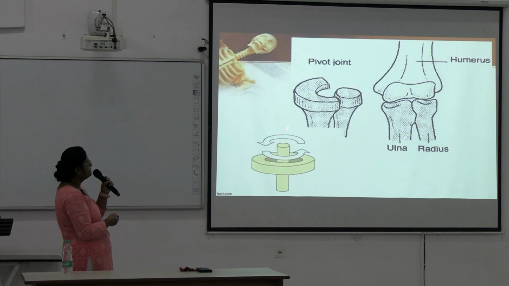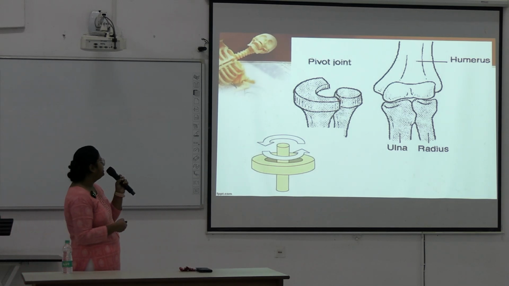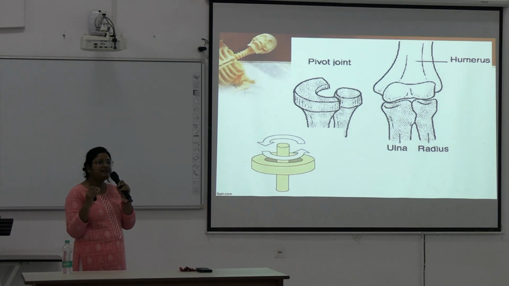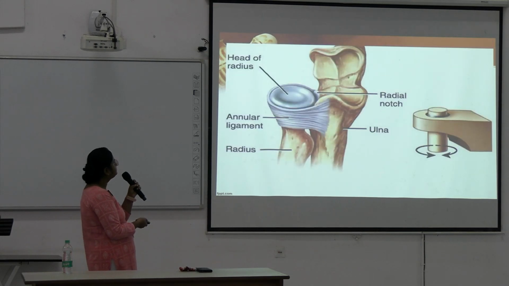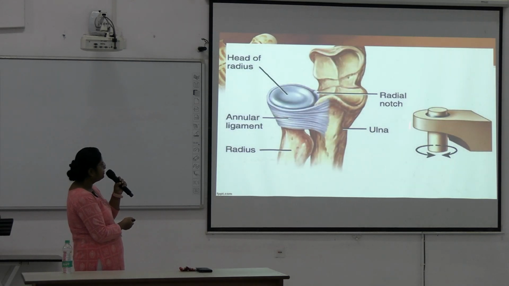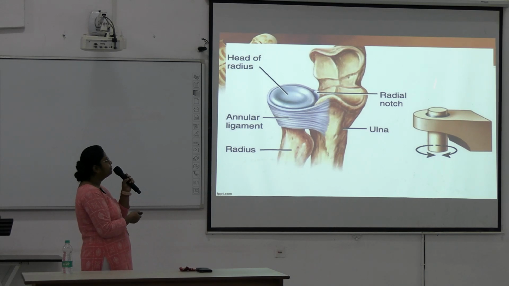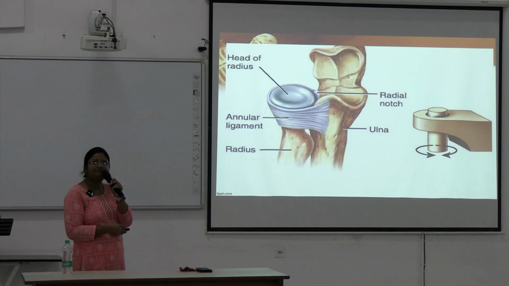The atlantoaxial joint is like this. This pivot is formed by the odontoid process of the axis, and this ring is formed by the ligament and the anterior arch of the atlas. See, this is a pivot type of joint. It looks like this: one midline bony pivot and a surrounding osteoligamentous ring.